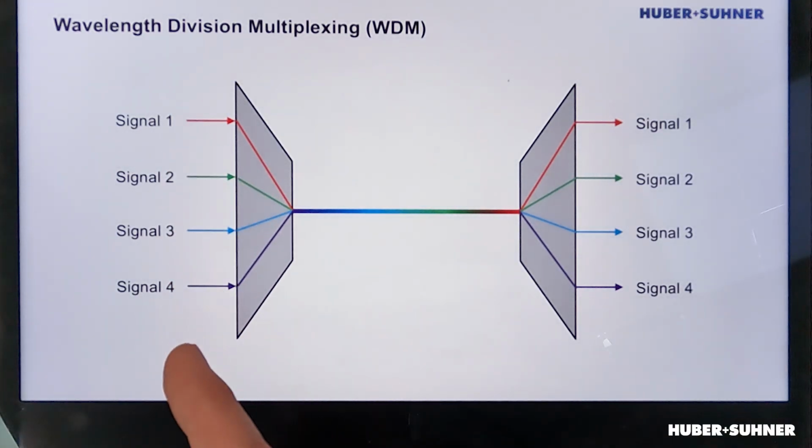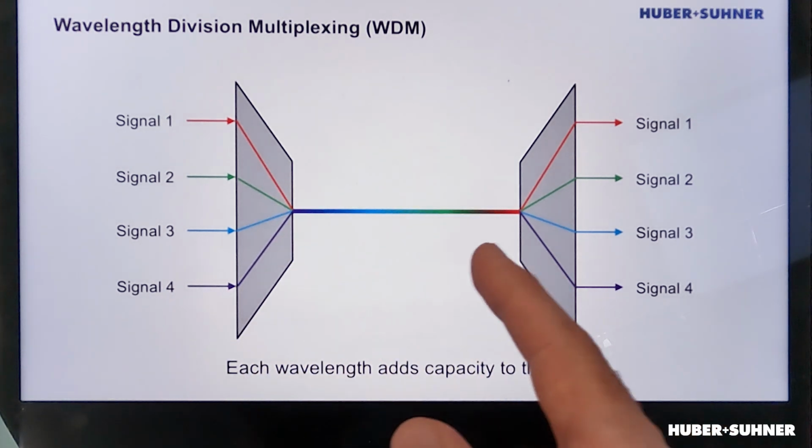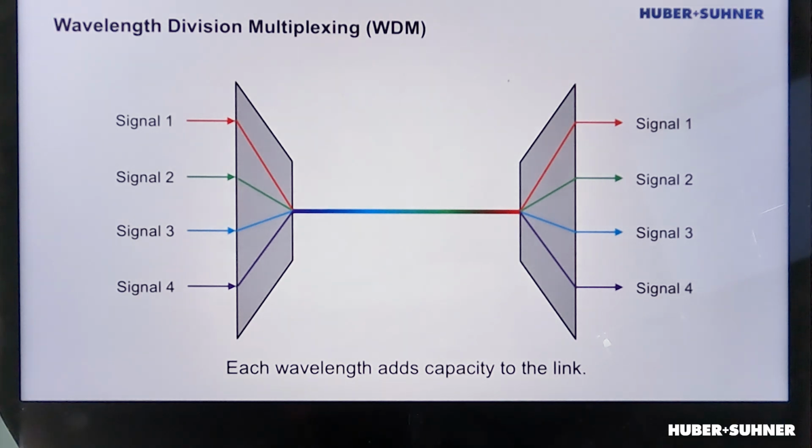But the good thing is that the different wavelengths are actually being transmitted at the same time, so in parallel. And that also means that if we were to add more wavelengths to the setup, we would actually be increasing the overall bandwidth of that link. And the limit basically is the number of available different wavelengths, in other words, transceivers.